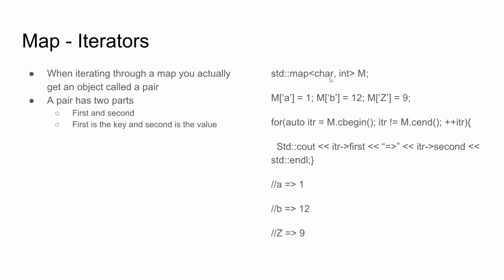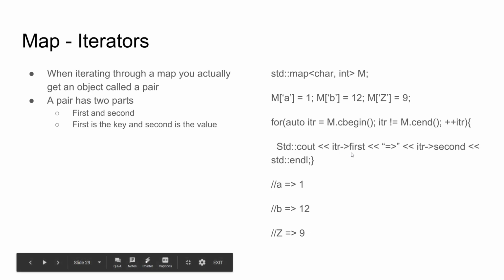So if we have a map of char to int, and A maps to 1, B maps to 12, Z maps to 9, auto iterator equals m.cbegin. We haven't reached the end. Go to the next element, and then we see out iterator first, a little arrow maps a second. So A maps to 1, B maps to 12, Z maps to 9 in terms of the printing out.